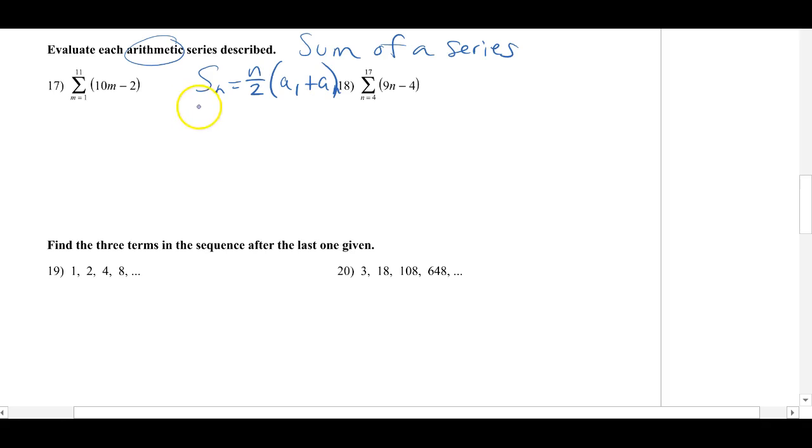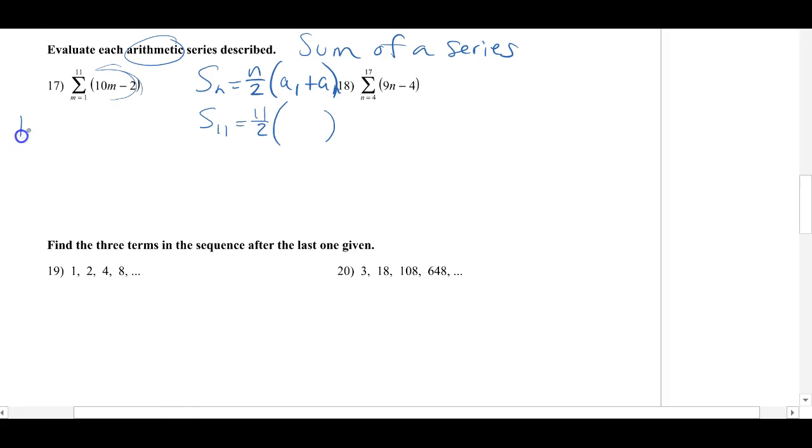So let's plug in what we do know. I know n because it starts at 1, ends at 11, so that means it's going to be 11 terms. So S11 equals 11 over 2. But I don't know the first and the last term. I'll have to find that using the formula here that's in the notation.